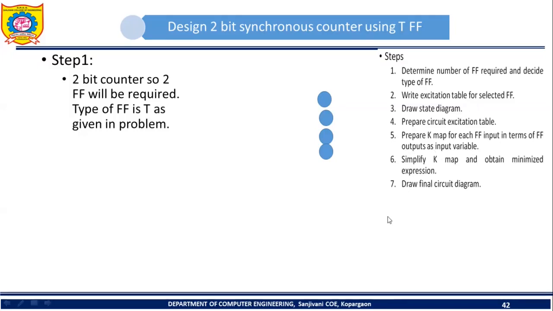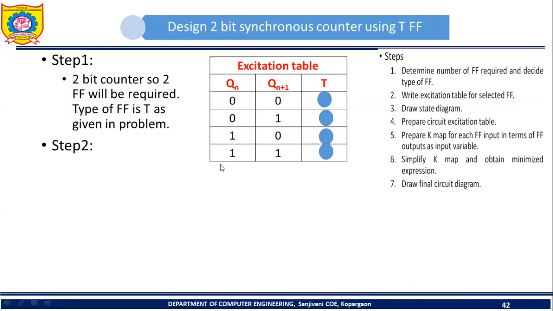In the excitation table, which columns are present? The first column is the present state, then the next state, and after that the flip-flop inputs. See, this is the format of the excitation table. First of all Qn, then Qn plus 1. What is the difference between Qn and Qn plus 1? Qn means the present state of the T flip-flop. Qn plus 1 means the next state of the T flip-flop.